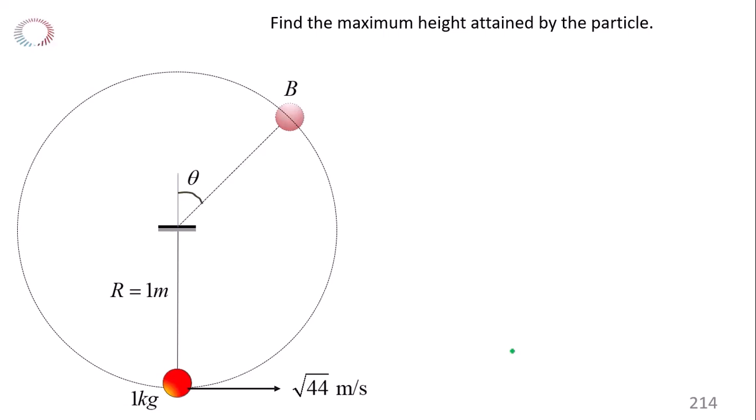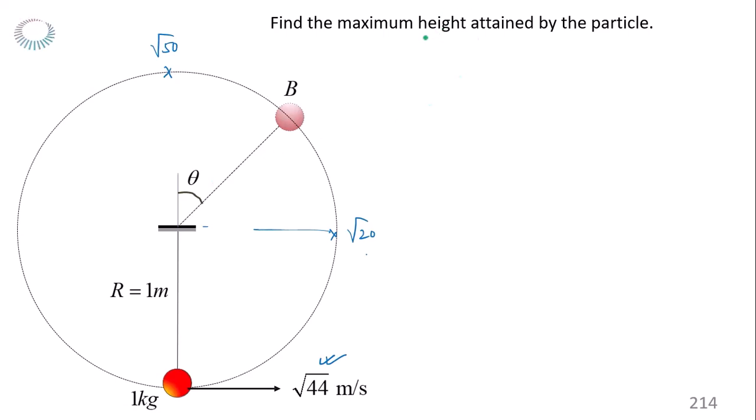Okay, let us do one calculation. Now the particle is projected with a velocity of root 44. I know that in order to reach this point, the velocity should be root 50, and in order to reach this point, the velocity should be root 20. So root 44 is lying in between root 20 and root 50. So surely the point will be at point B, which is in between these 2 points.